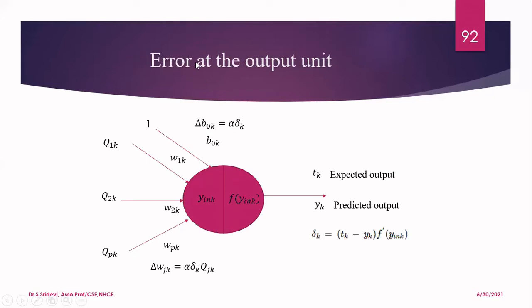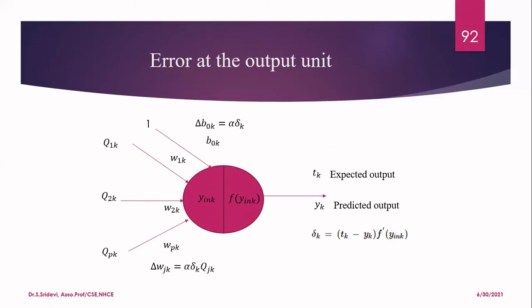Now I am going to compute the error at the output unit. Let us see how we can find the error at the output unit. In the previous slide, we have seen that in the output unit, you are predicting Y_k. Y_k is nothing but the output predicted from the model. And for this, you will have some expected output, that is nothing but T_k. T_k represents the actual output, and this is a predicted value. You compare both of these.